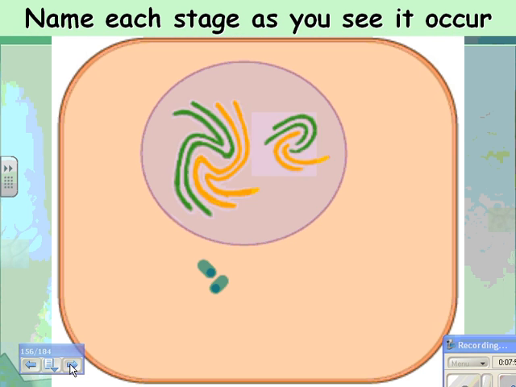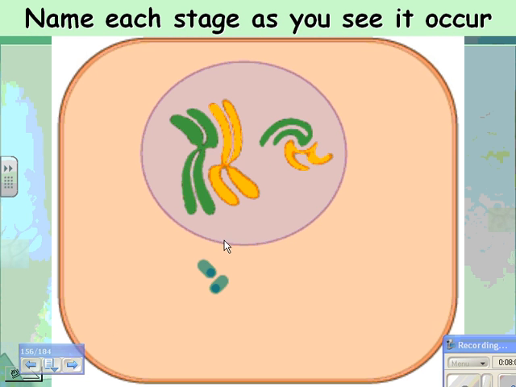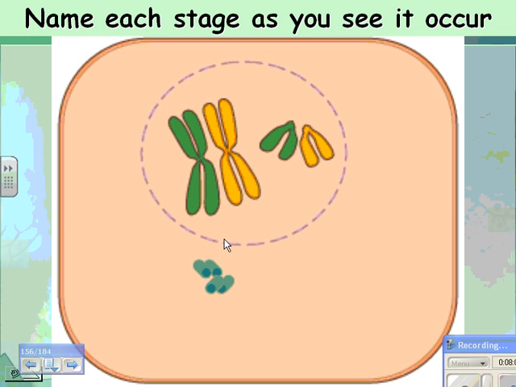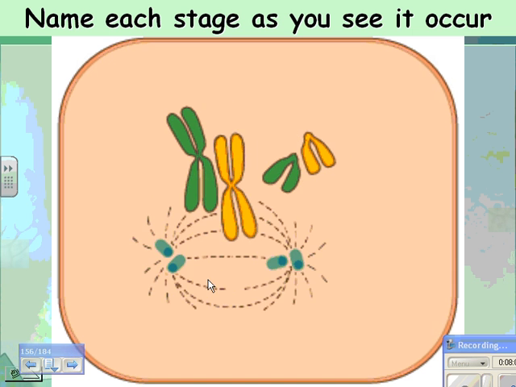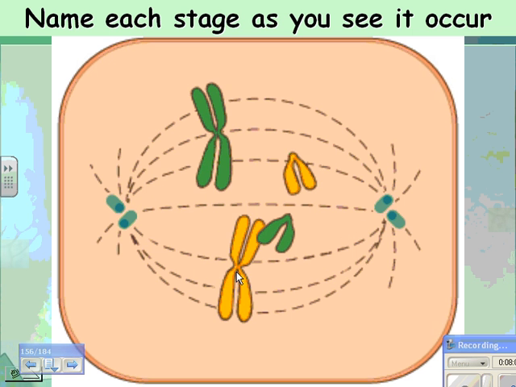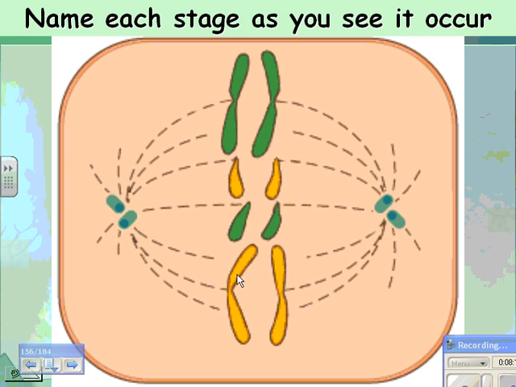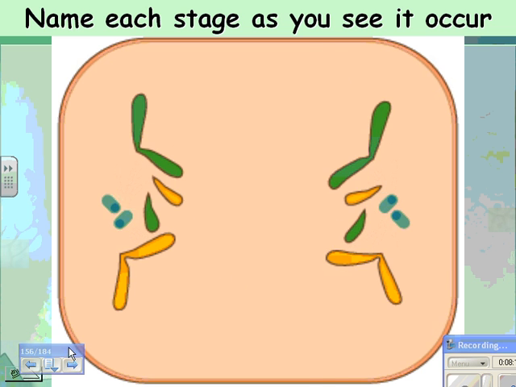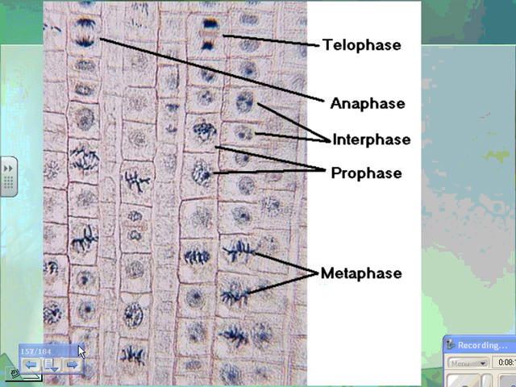Name each stage you see as it occurs. So there's prophase, because it's condensing. And then here's late prophase, because the centrioles are separating out. Here's metaphase, anaphase, telophase. You'll look at this in lab, or I'm going to give them to you in sheets like this. And what I want to know is what's in what stage. So that would be, for example, interphase, because you can't see any chromosomes.